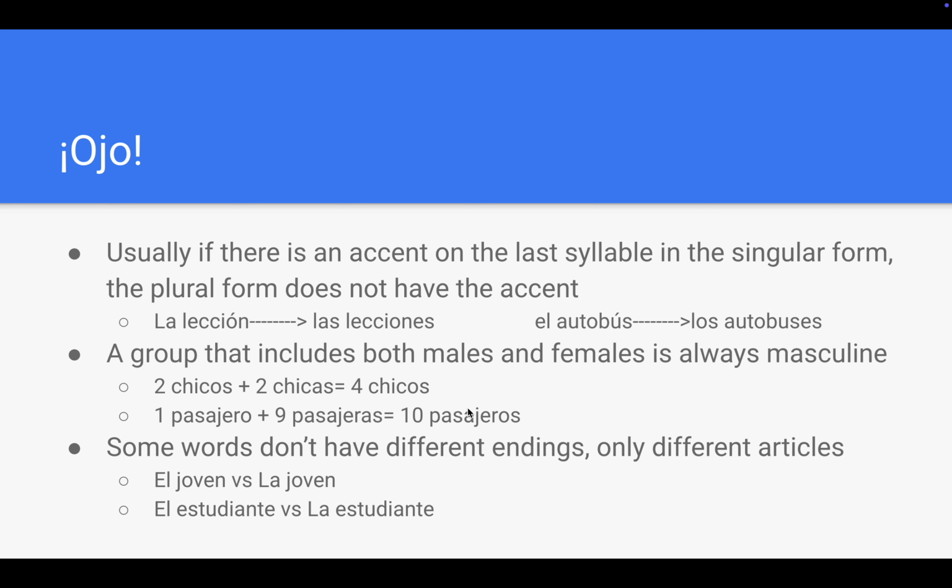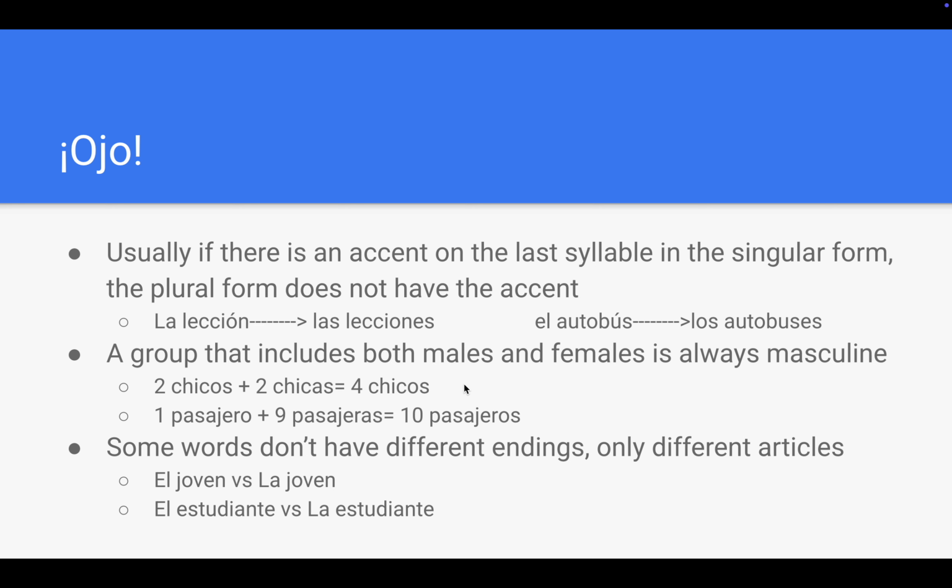Something else that you need to know when you are referring to groups of people. If it's a group of people that's a mix of male and female, we always default masculine. So when you're referring to a group of boys and girls, we're going to always default masculine. You're going to say chicos.